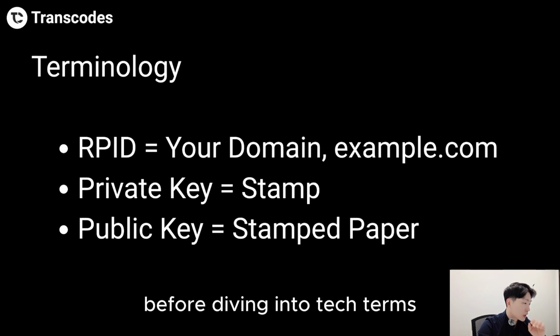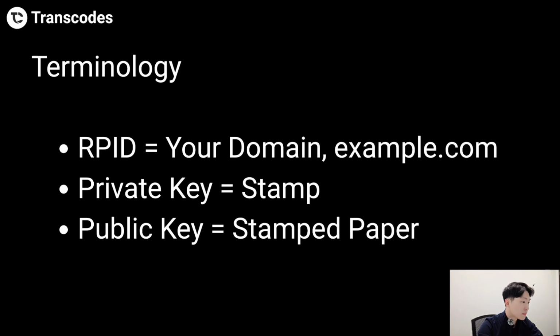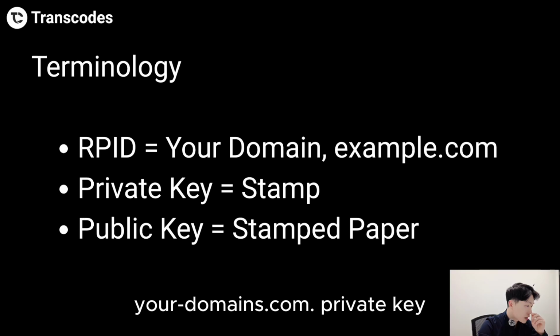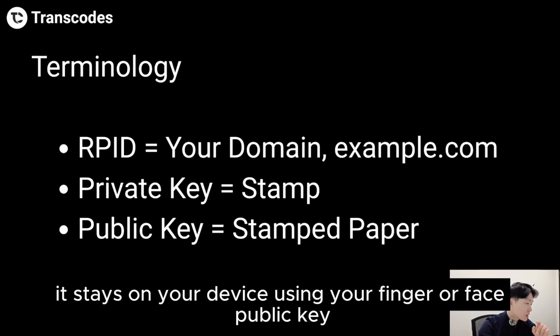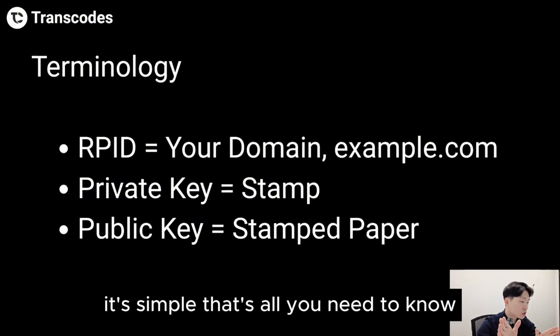Before diving into the tech terms, I will give you quick reminders. Don't sweat it, it's easy. RPID is just your domain, like example.com. Private key, that's your stamp. It stays on your device, using your finger or face. Public key, that's your stamped paper. It's simple. That's all you need to know.